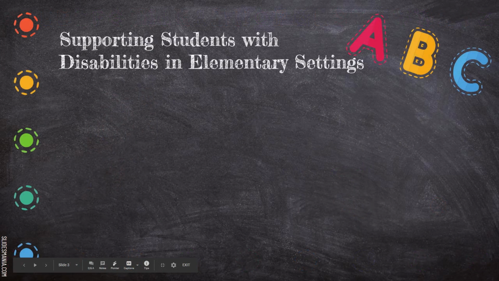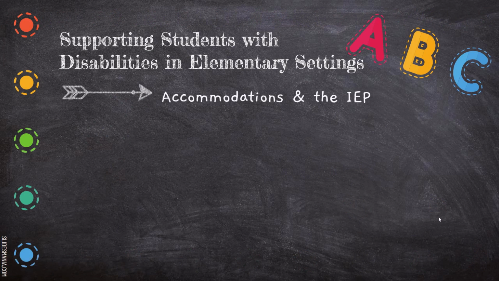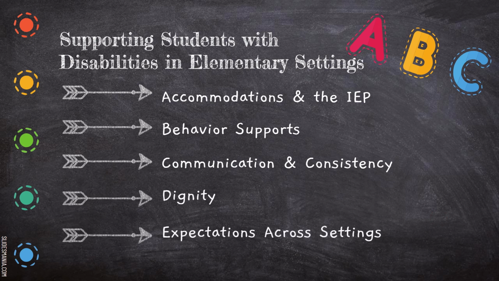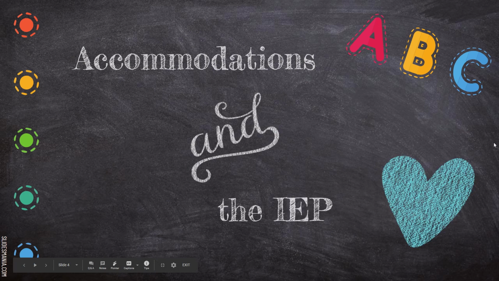This training will cover what I'm calling the ABCs, which will include accommodations and the IEP, behavior supports, communication and consistency, dignity for our students, and then finally, expectations across the different settings where you will probably find yourself. So let's begin with A, the accommodations and the IEP.